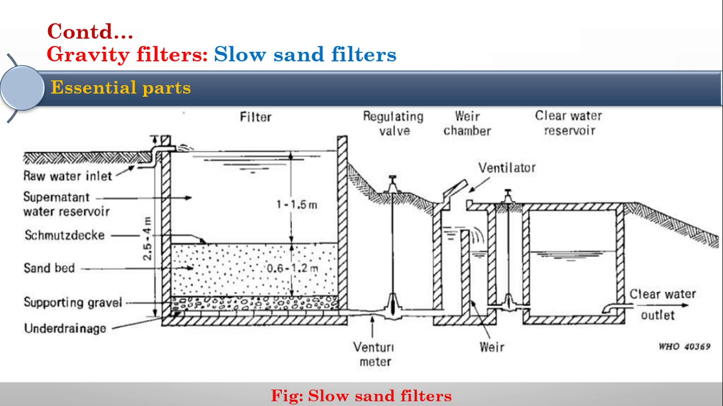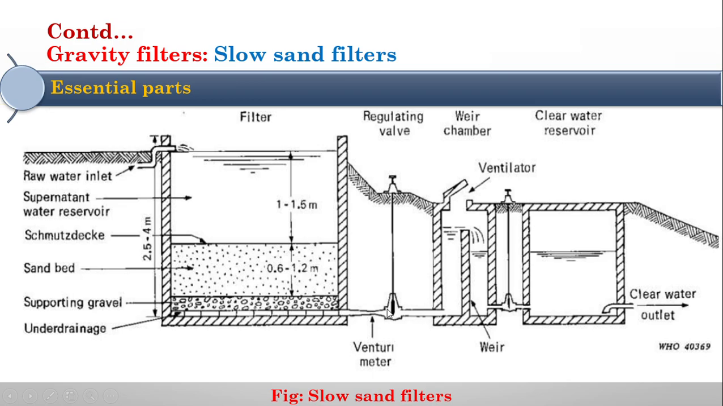Okay, so you can see this is a picture of a slow sand filter. There will be a tank, the enclosure tank, where the filtration occurs. The second thing is under drainage. This is the under drainage. There is a pipe here. The filtered water will be taken from this area.